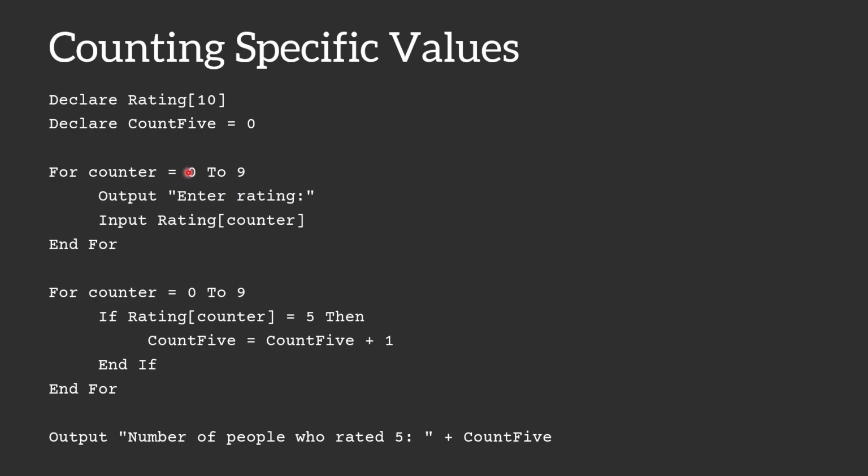So first, we're going to loop through the array once to fill it. Okay, so we need to fill the array with all of the scores. So we're going to fill it, 0 through 9, which is going to give us those 10 scores. Okay, and then we're going to loop again so that we can process it. So here we say if rating counter is equal to 5, then we're going to count it. And then we're going to keep counting.